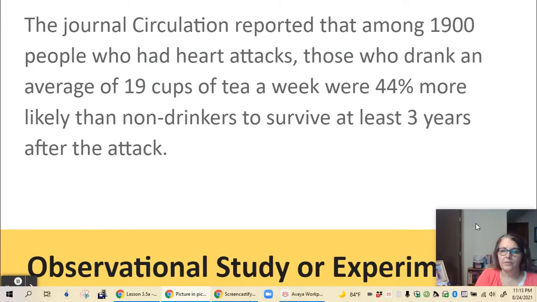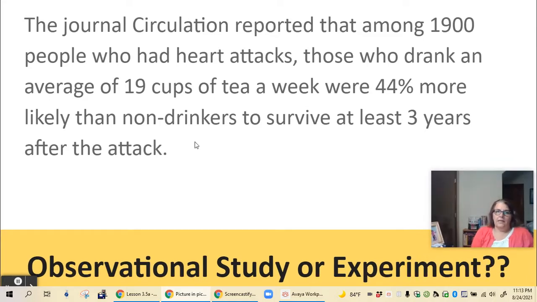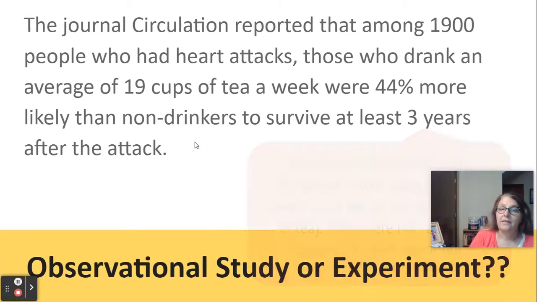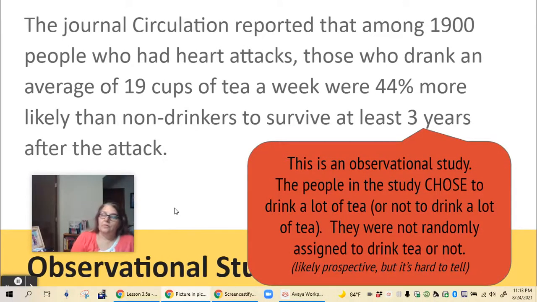Okay, so here's just some examples. The journal Circulation reported that among 1,900 people who had heart attacks, those who drank an average of 19 cups of tea a week were 44% more likely than non-drinkers to survive at least 3 years after the attack. Observational or experiment? The best way to answer this is to ask: was there any treatment? No, there wasn't. So this is an observational study, because the people got to choose whether they wanted to drink a lot of tea or not, and they were not randomly assigned to drink tea or not.